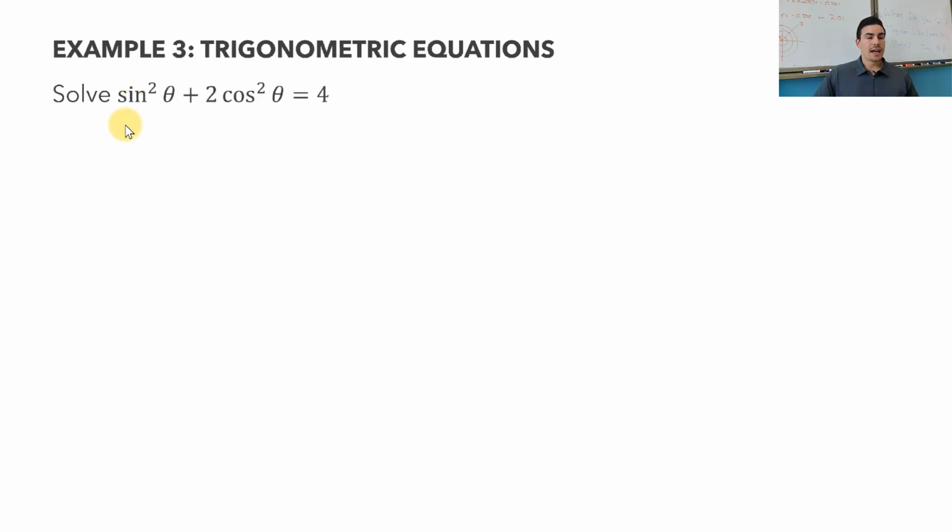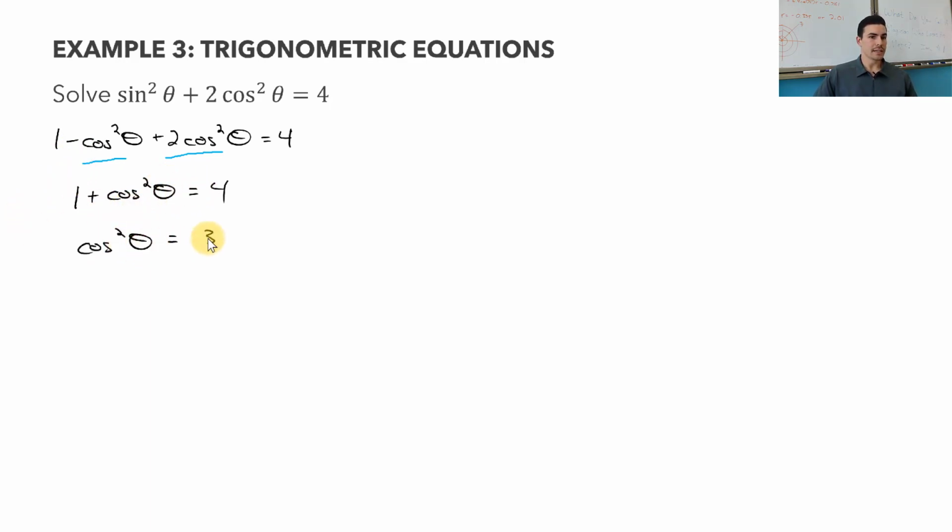All right, now let's solve sine squared theta plus 2 cosine squared theta is equal to 4. If I again use my identities, I'm going to put everything in terms of cosine. So sine squared theta, I'm going to substitute as 1 minus cosine squared theta. And then I can combine like terms. Since I have cosine squared here and cosine squared here, I can combine these two terms, right? So this is going to be 2 minus 1, basically. So it's going to be 1 plus cosine squared theta is equal to 4. Now, if I subtract a 1 on both sides, I get cosine squared theta is equal to 3.